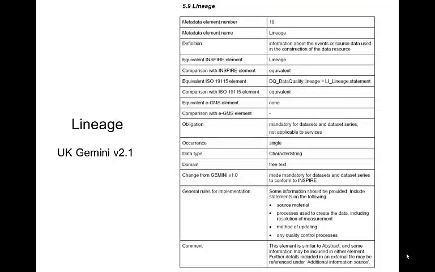Lineage. Lineage is a free text that describes the events or source data used in the construction of the data resource. It's basically how it was made. Now, this, at the moment, tends to be free text. It's just a textual description of how data sets were created.